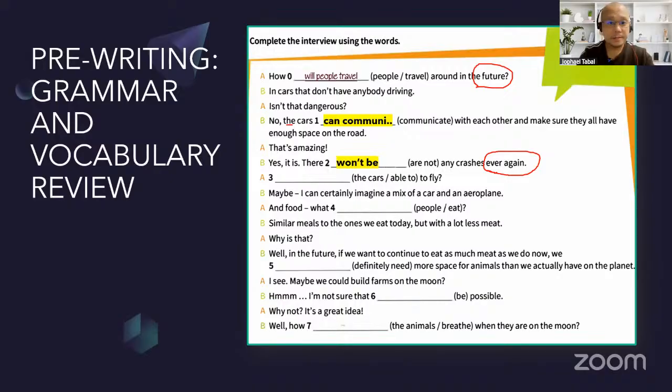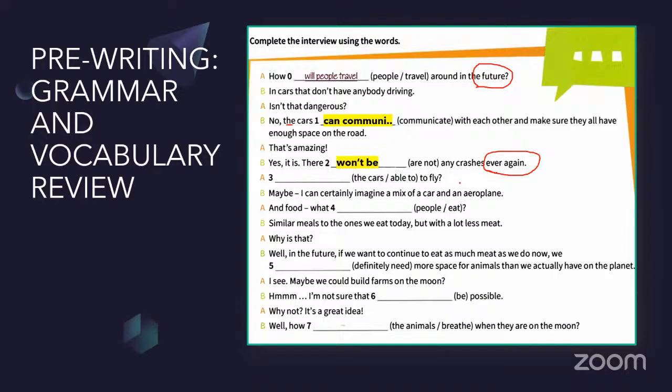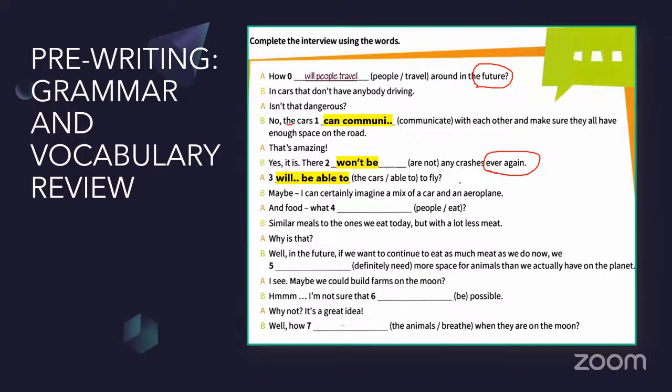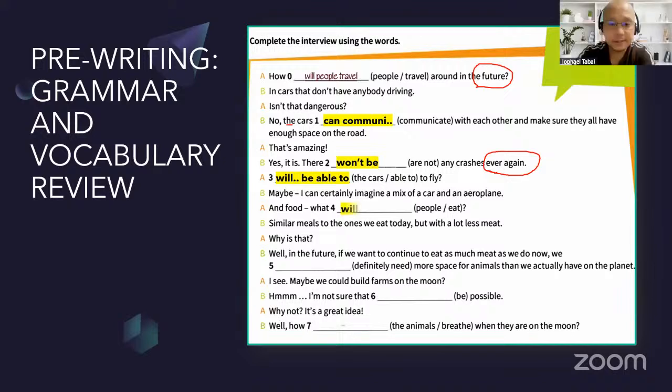All right, time is up. So Sam, what's your answer number 3? Are the cars able to fly? Right, so we can say, will the cars be able to fly? Okay, because you have your able to. Number 4, Sam? What will people eat? Yes, okay, what will people eat? Very good.